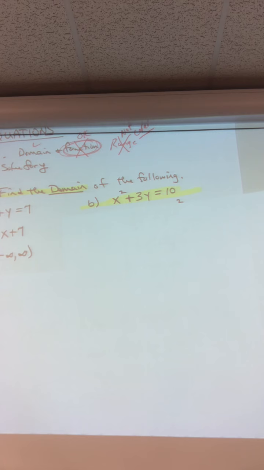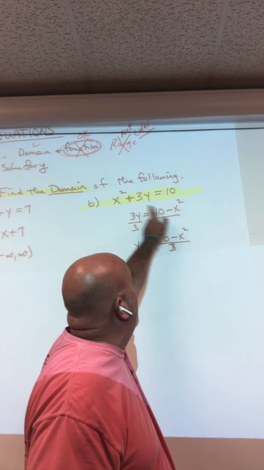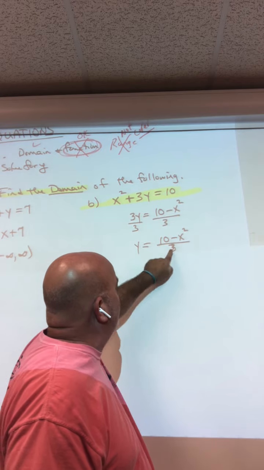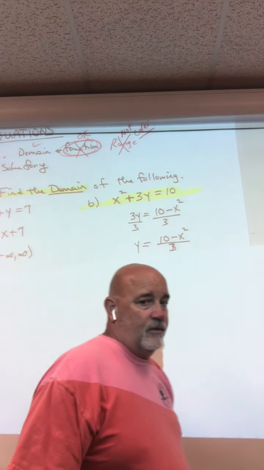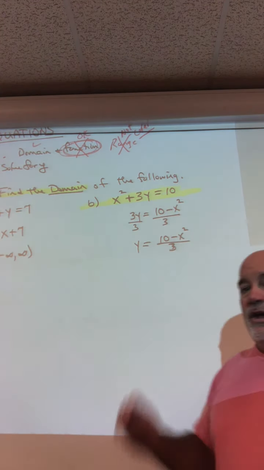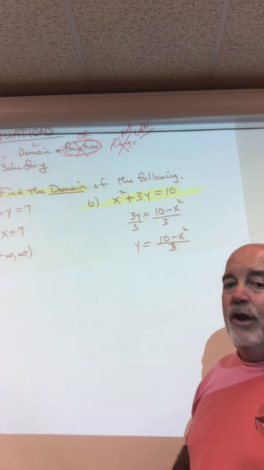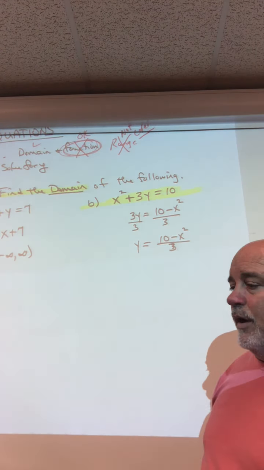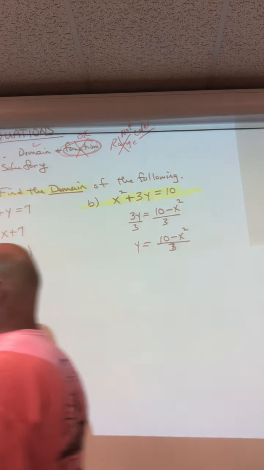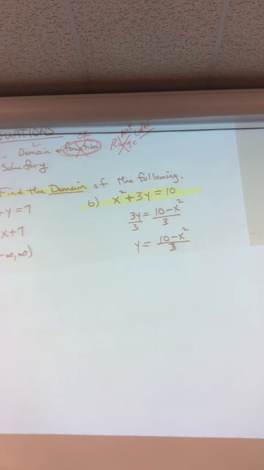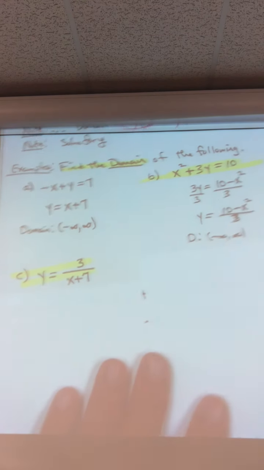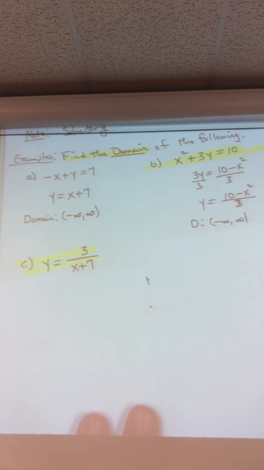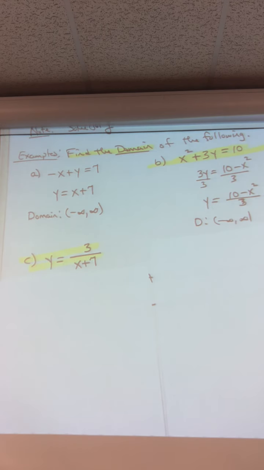Okay, this next one. Remember you can pause the video. Okay, let's solve it for y. So subtract the x squared across and then divide by 3. So you got to get the y by itself. Now ask yourself two questions. Do you have an x in the denominator? No. Do you have an x under a square root? No. Then the domain is all real numbers. And the way we write that is negative infinity to positive infinity. Okay, now let's look at this next one.